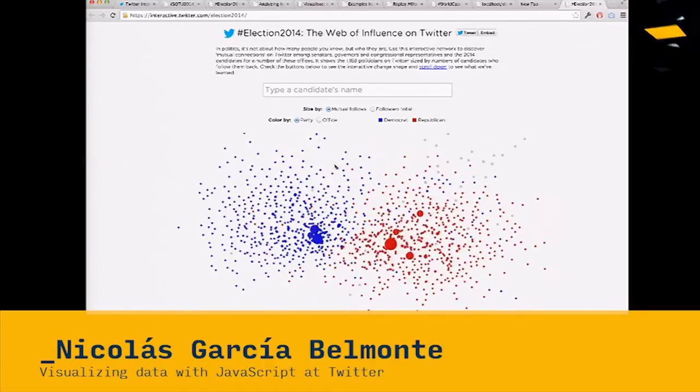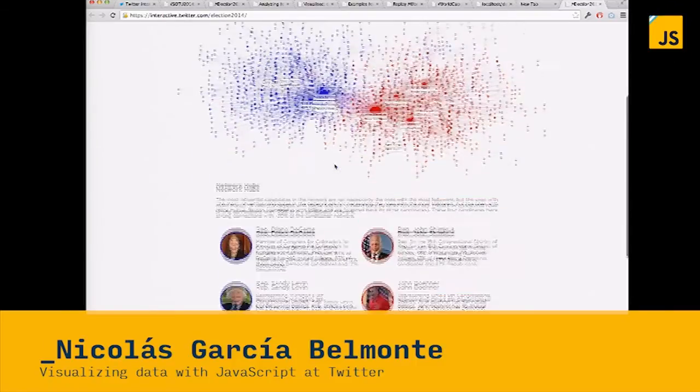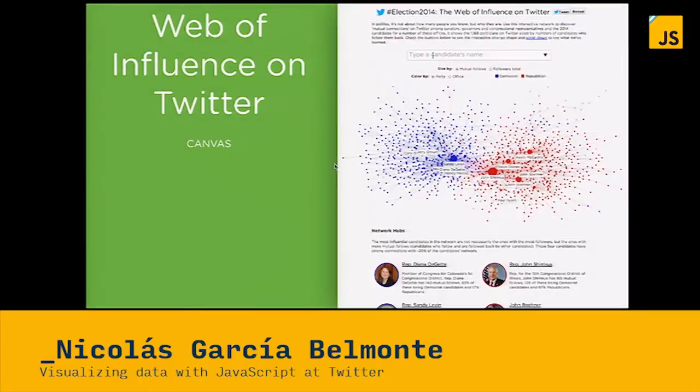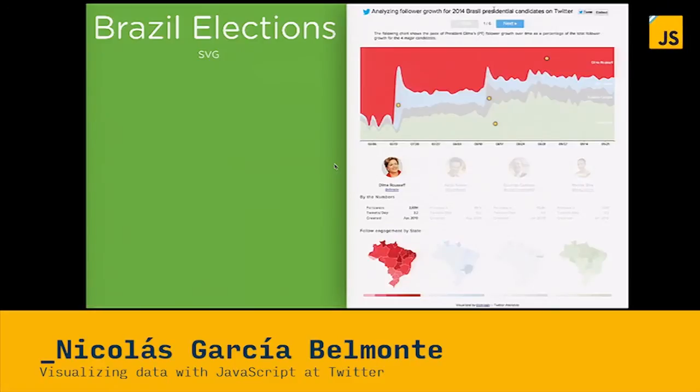But we always try to maintain a good for-print aspect on the web page. So this is something you can scroll down, and we have the main points, or main insights, from the data viz. So very document oriented. And this is the third one that I'm not going to be showing, but it's on interactive.twitter.com. It's a narrative data viz that we did for the Brazil elections.